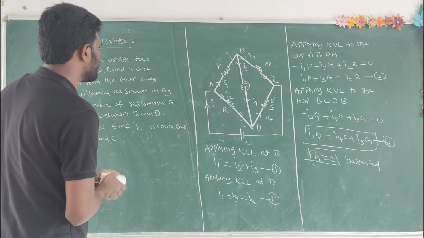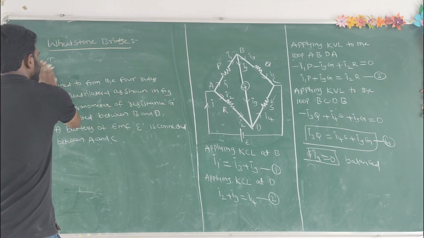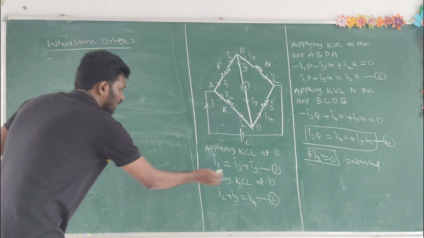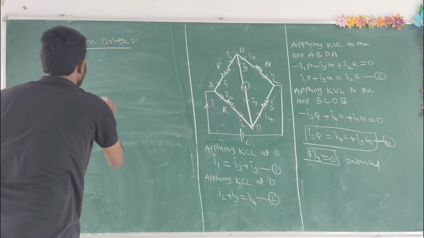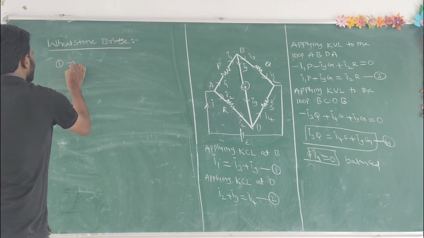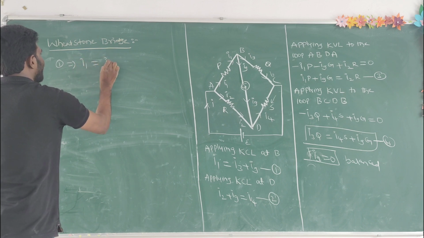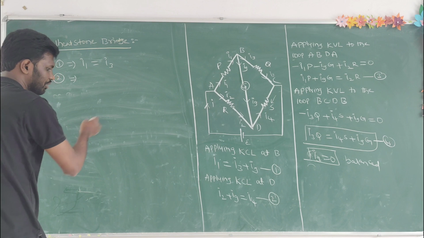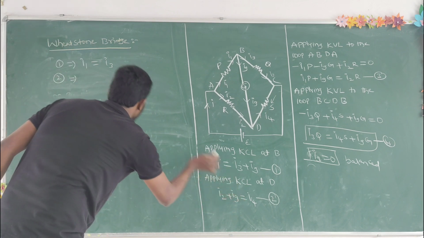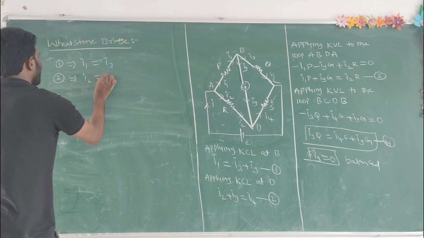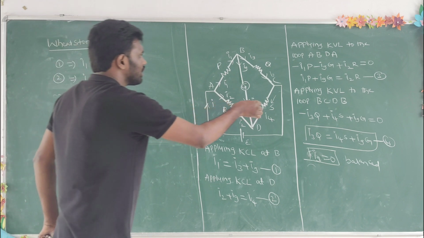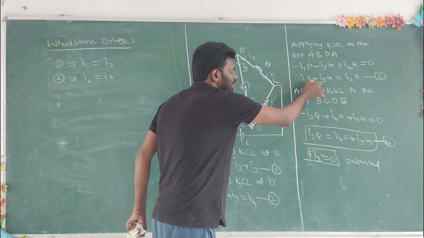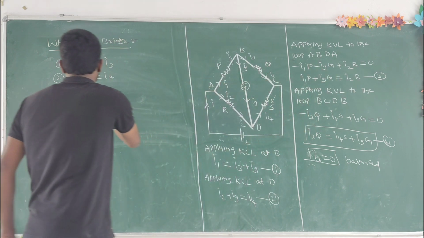Applying to the first equation: if you put Ig equal to 0 in equation 1, we are left with I1 equal to I3. So equation 1 implies I1 equal to I3. Equation 2, if you substitute Ig equal to 0, implies I2 equal to I4. Applying to the third equation, putting Ig equal to 0, I1P equal to I2R.